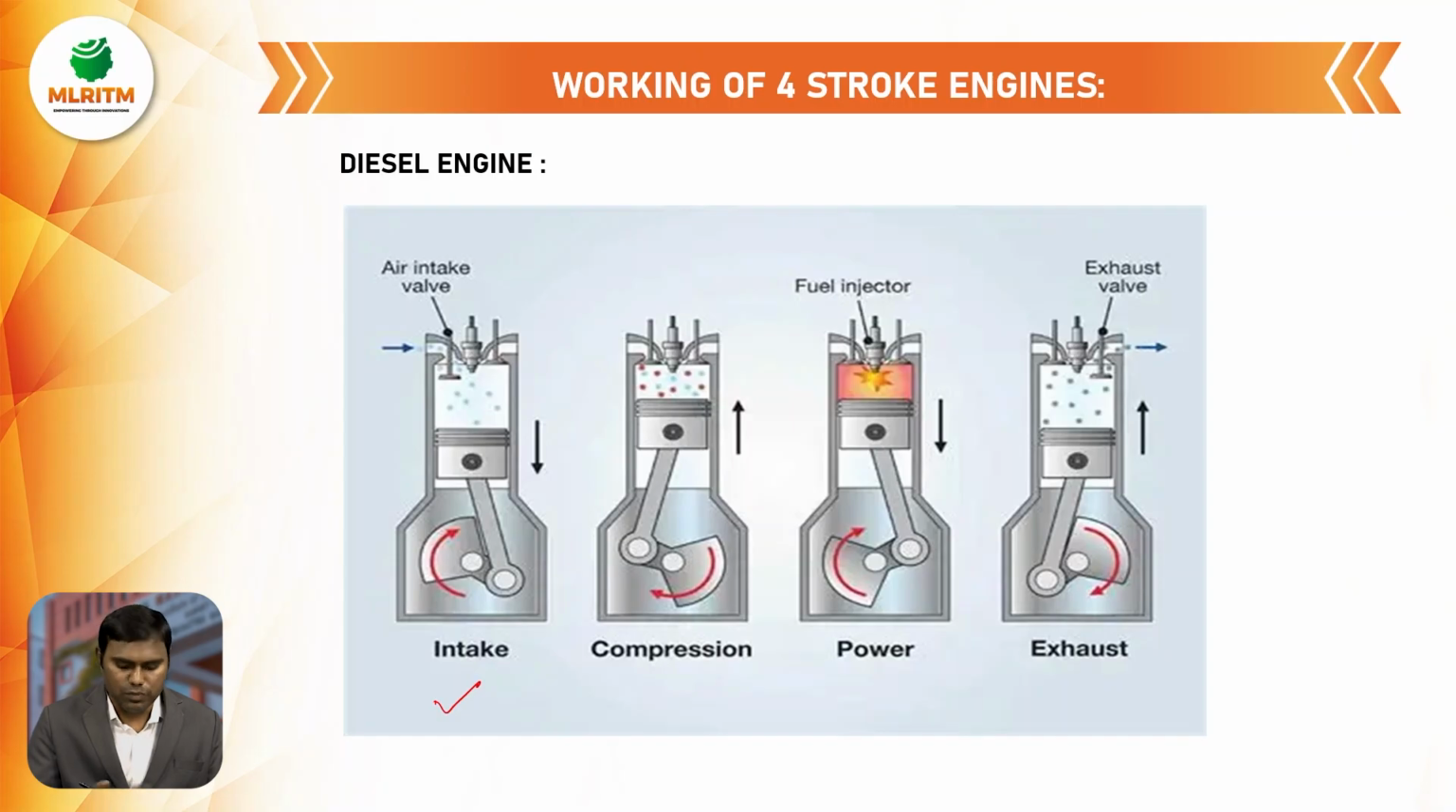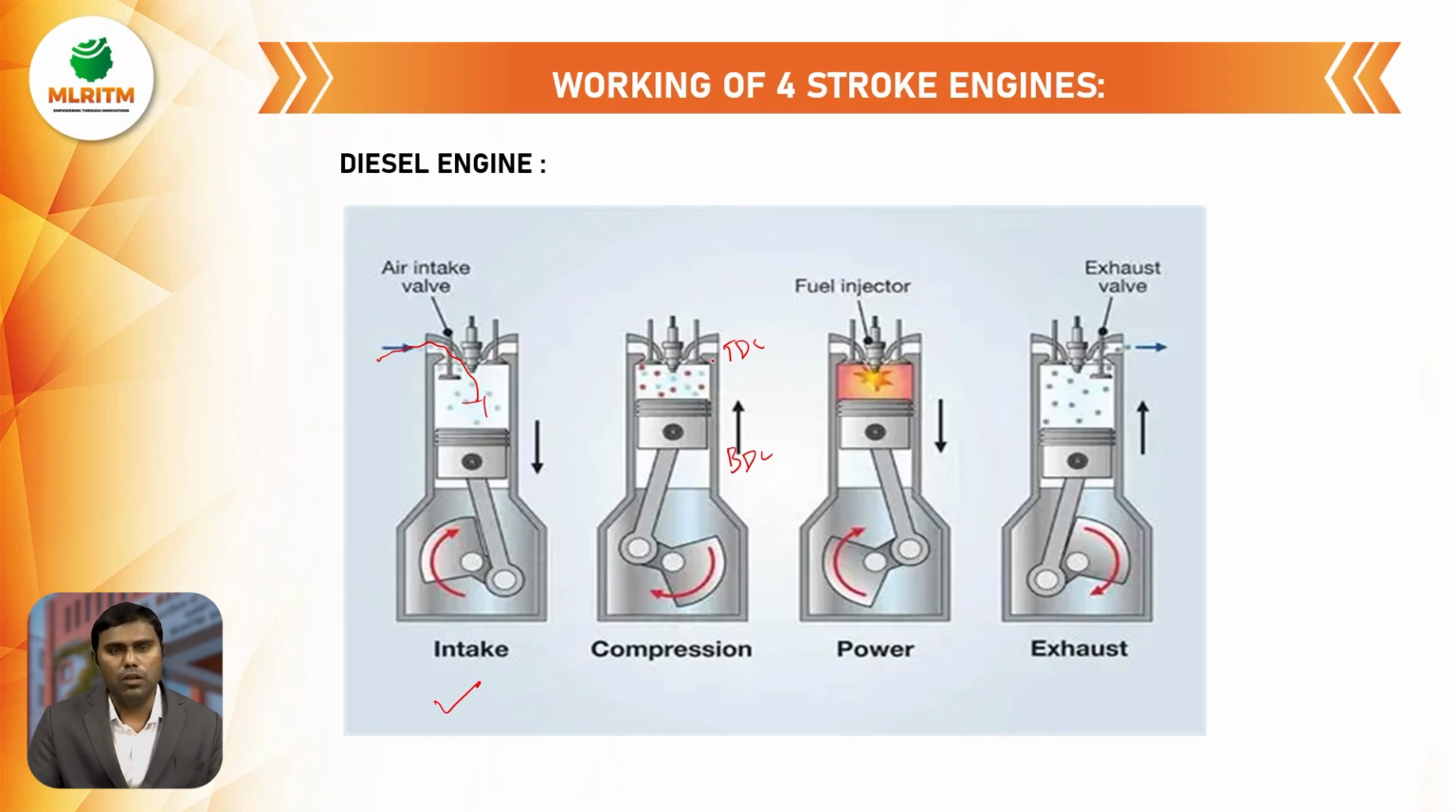Then the piston moves from TDC to BDC and it creates a partial vacuum. Due to the pressure difference, the atmospheric air enters the engine cylinder through the inlet valve. So this is called a suction stroke. In a compression stroke, the piston moves from BDC to TDC. This is BDC and this is TDC, top dead center.